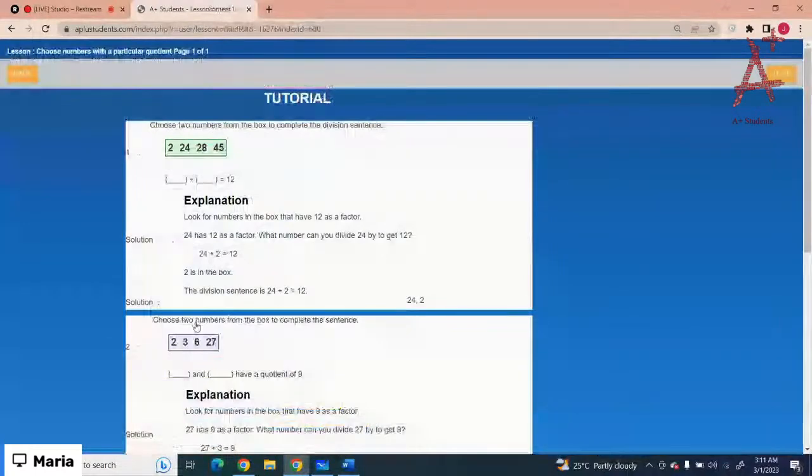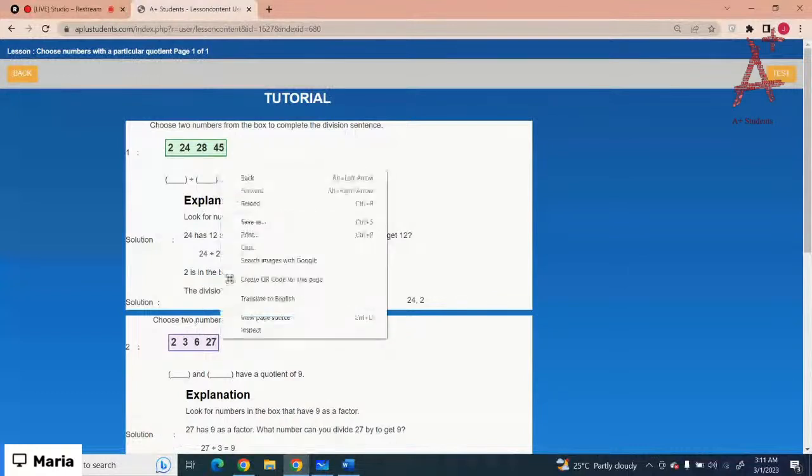Okay, let's just start with the first example. Choose two numbers from the box to complete the division sentence. That means you have to select any two numbers that when divided by each other, the answer is 12. You have to look for the factors actually. Here you have 12 and here you have 2, 24, 28 and 45. 12 can be divided by 2 and 24 is a multiple of 12. It would be 24 divided by 2 that equals 12.